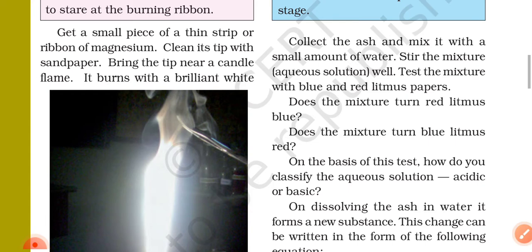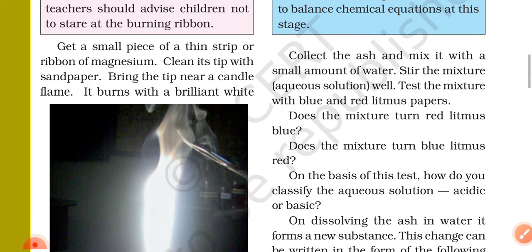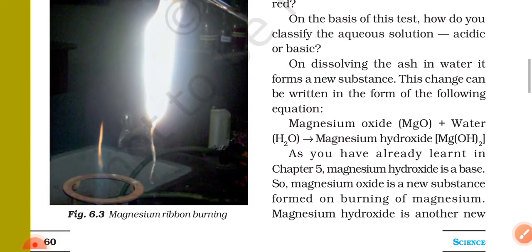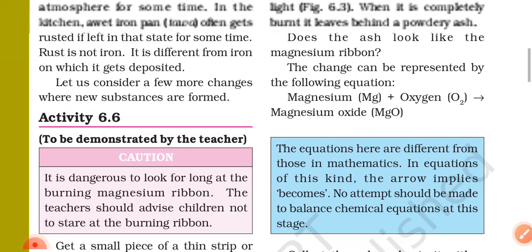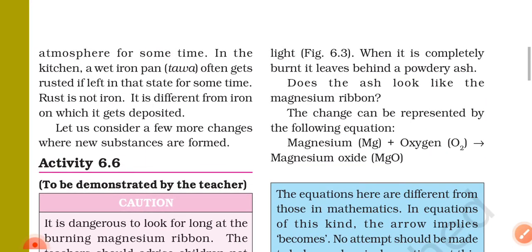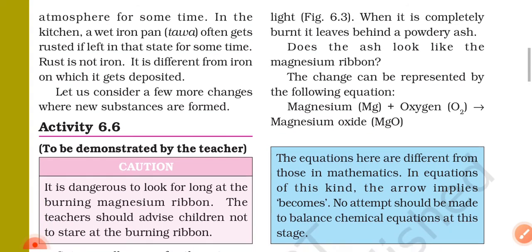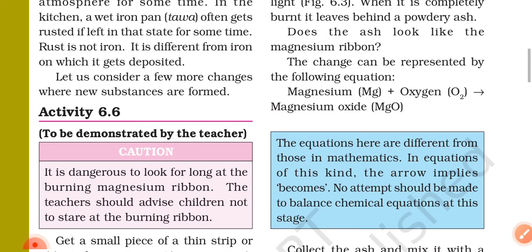Get a small piece of thin strip or ribbon of magnesium, clean its tip with sandpaper, and bring the tip near a candle flame. It burns with a brilliant white light. This is figure 6.3, magnesium ribbon burning. When it is completely burnt, it leaves behind a powdery ash. Does the ash look like the magnesium ribbon?